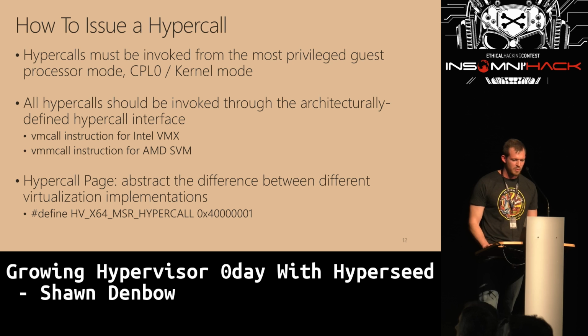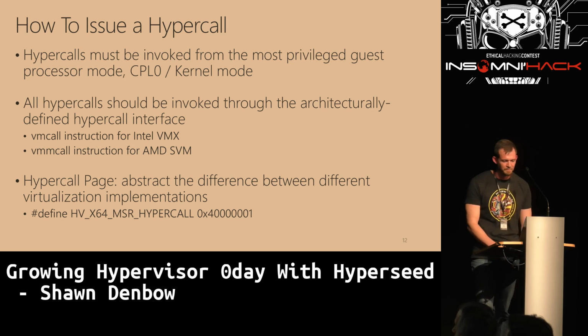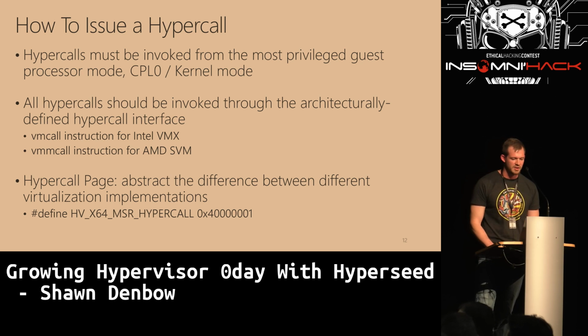All right, so next we want to talk about how we actually invoke a hypercall and what that environment looks like. You can only invoke a hypercall from the most privileged guest processor mode. In the case of x64, this is going to mean protected mode with a current privilege level of 0. Any attempt to invoke it when you're not in this mode is going to generate an undefined operation exception. And since Hyper-V does support multiple architectures, all hypercalls must be invoked through their architecturally defined interface.